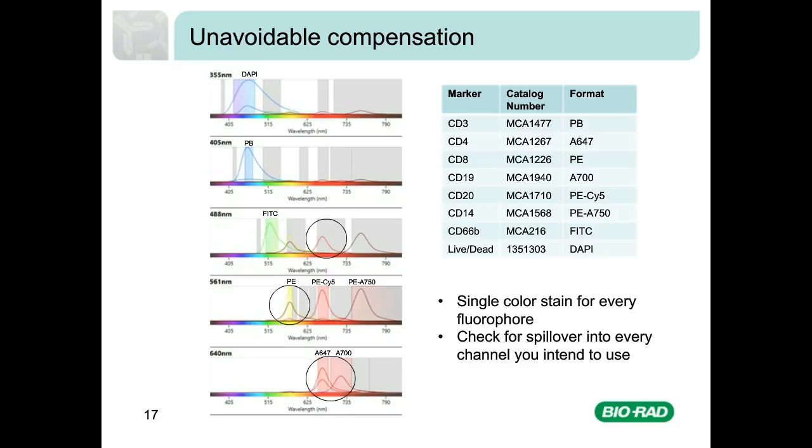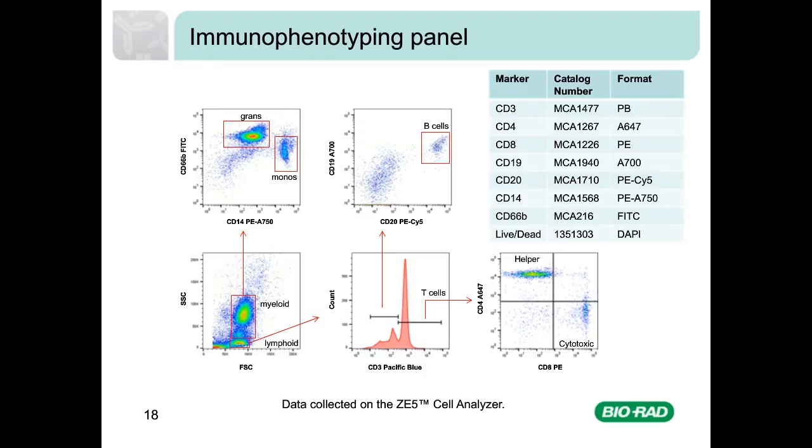And that is shown here on this slide. We are showing the staining obtained from the 8-color panel described on the previous slide with the data obtained on the Z5 cell analyzer. After dead cell exclusion, CD14 positive monocyte and CD66b positive granulocyte populations can be identified in the myeloid gate. And in the lymphoid gate, CD3 negative, CD19, CD20 double positive B cells can be identified. Also in the lymphoid gate, CD3 positive T cells can be identified with helper and cytotoxic T cell populations also revealed by the CD4 and CD8 staining.